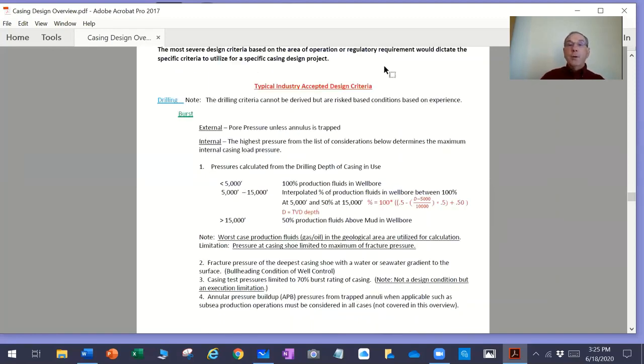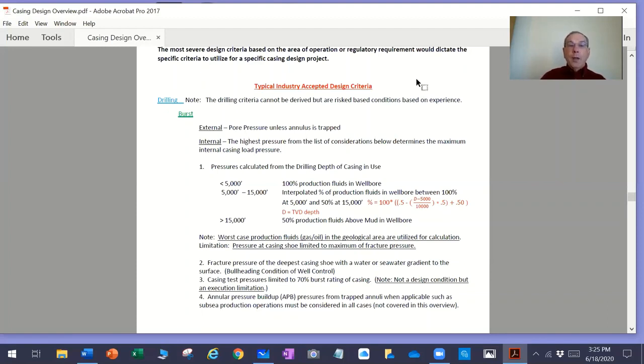I'm just going to give you some typical industry accepted design criteria. I'm not advocating this criteria, but the criteria comes from a long use by the industry, experience based, and they're pretty severe conditions that work for our industry. Let's just say that's the way we do it. So it's based on long use of experience that works.